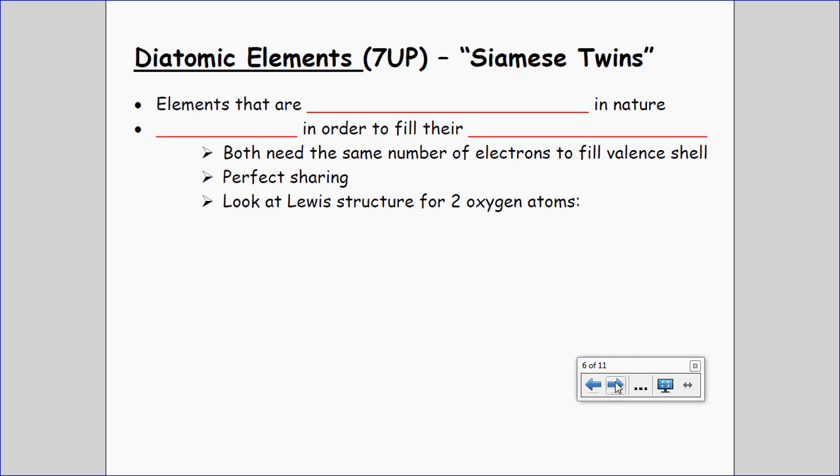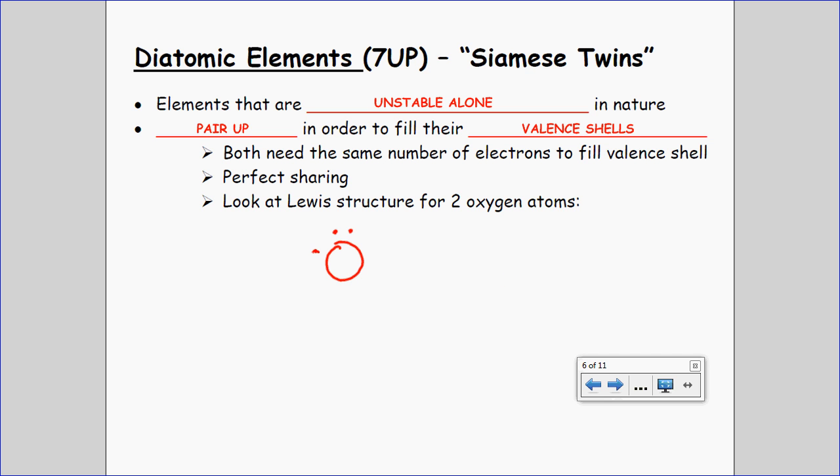Now there are 7 elements that are Siamese twins, which means that when you find them in nature, they're packaged with a buddy. They're unstable alone, so they team up. They pair up in order to fill their valence shells. So in order to have a happy number of 8 electrons in the outside shell, or 2 in the case of hydrogen, they share with a buddy. 2 oxygen atoms would have the following structure.